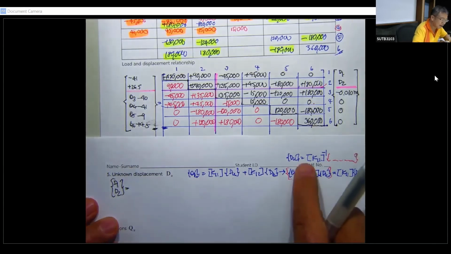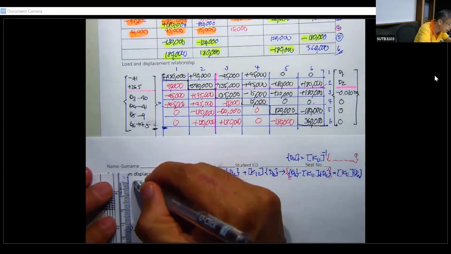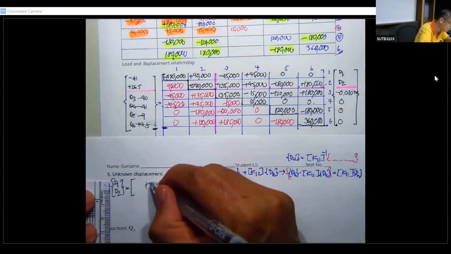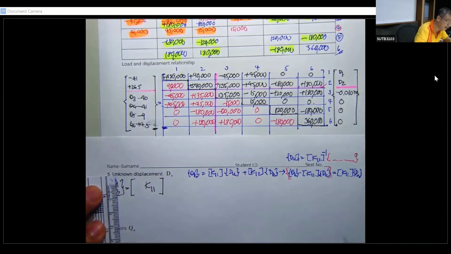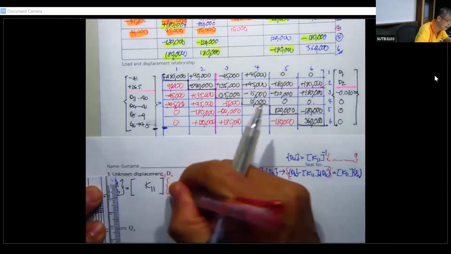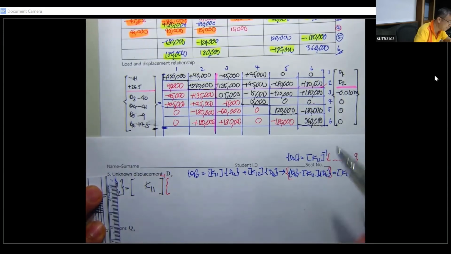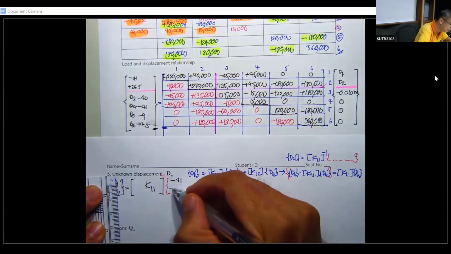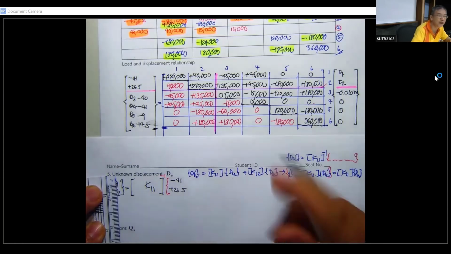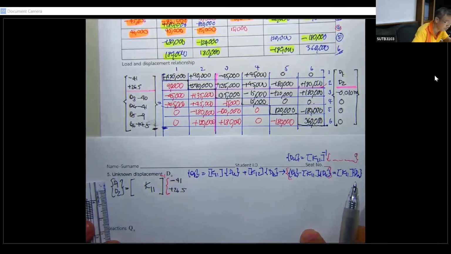And K11, you don't need to make a copy of everything. If you like to, just put this one to be K11, and don't forget about the inverse. You must inverse it, and inside it, okay, you have what? You have minus 41 and plus 26.5. You've got to show how you understand it, okay? And then the portion of this is going to be what? Let me show you.